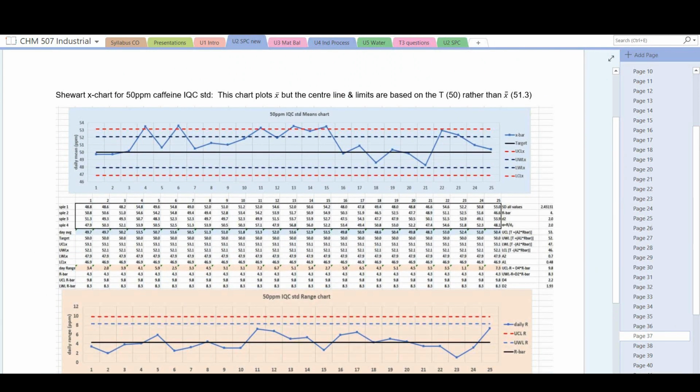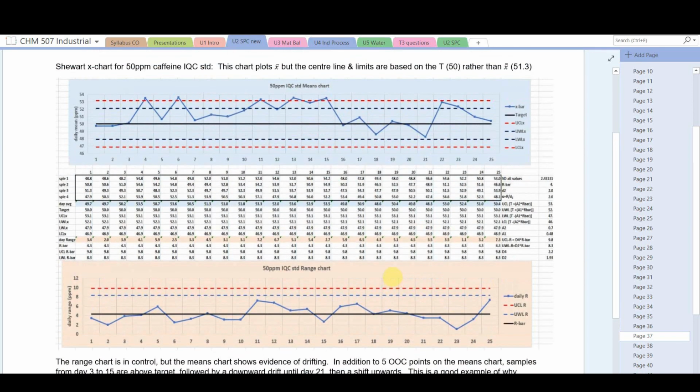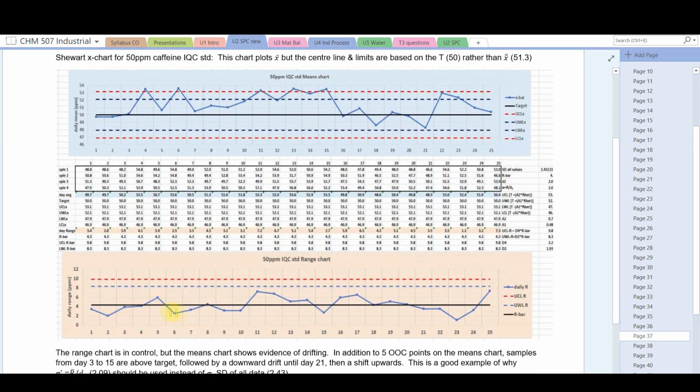Here on page 37 is the data plotted. We have the 50 ppm caffeine IQC standard. This chart plots X bar, that's what this blue jagged line is, but the center line is actually the target. It's not X bar, and the limits are calculated based on the target, not based on X bar. The target is 50, not 51.3, which is X double bar.